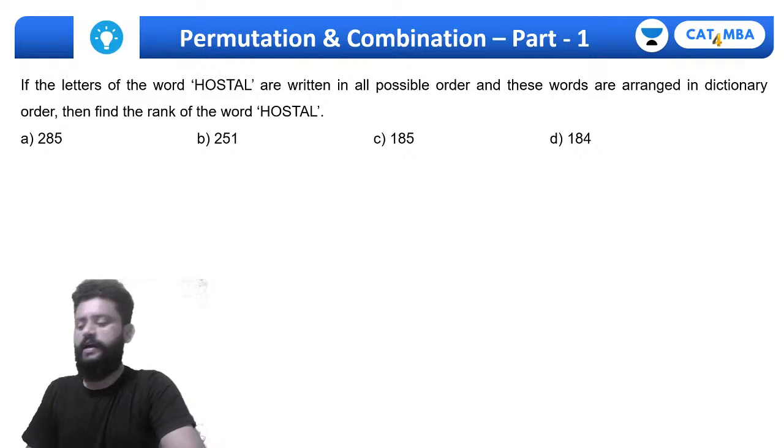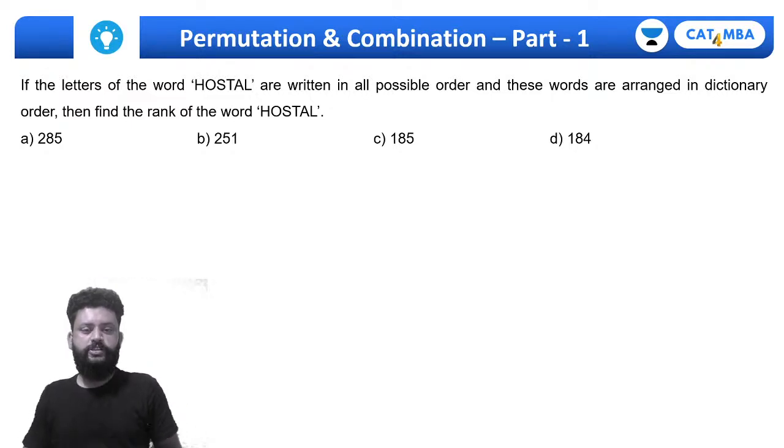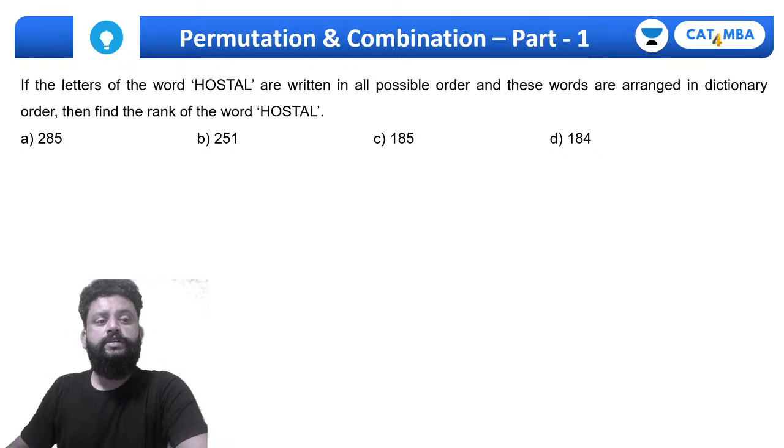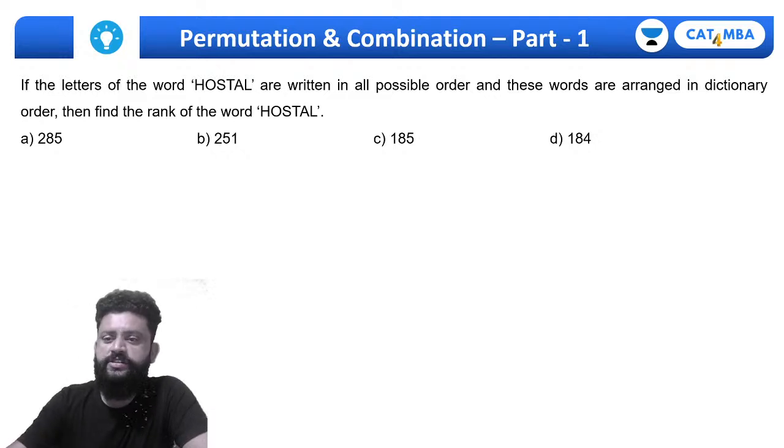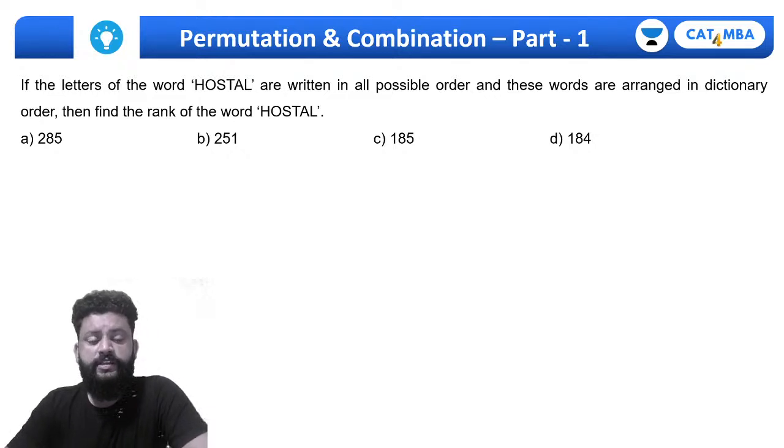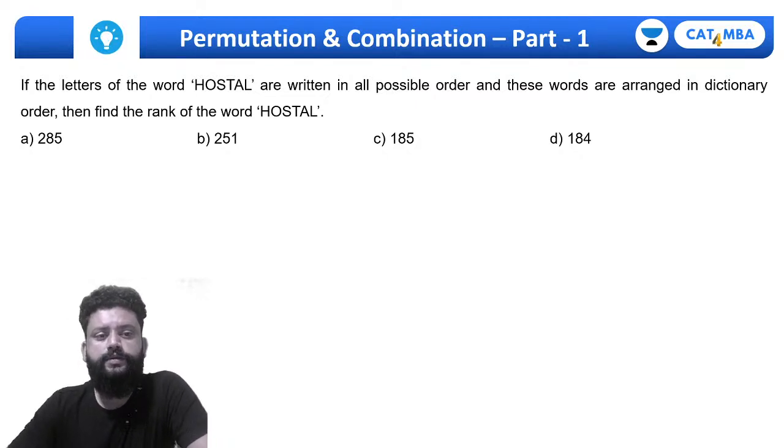Let's move to the next question. Again a typical question from permutation and combination, where you need to find the rank of a word. The letters of the word HOSTEL are written in all possible orders, and these words are arranged in dictionary order. Then find the rank of the word HOSTEL.